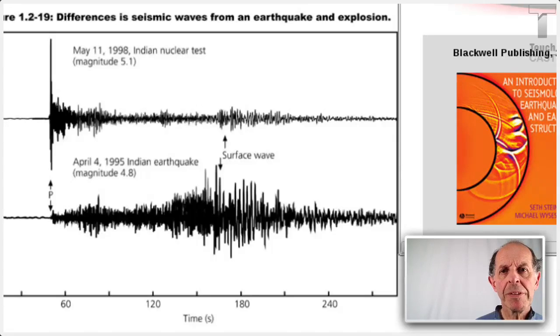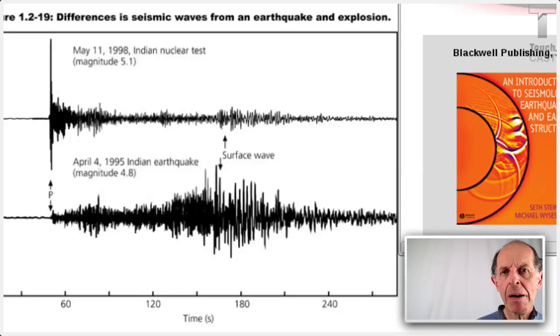Let's apply what we've learned about P waves, compressional waves, S waves, shear waves, and surface waves to see if we can devise a seismic discriminant to tell us the difference between a bomb and an earthquake in terms of its seismic signature. In this figure from Seth Stein's book on seismology, we can see two seismic traces. The upper one is a bomb, 5.1, and the lower one is an earthquake, 4.8.